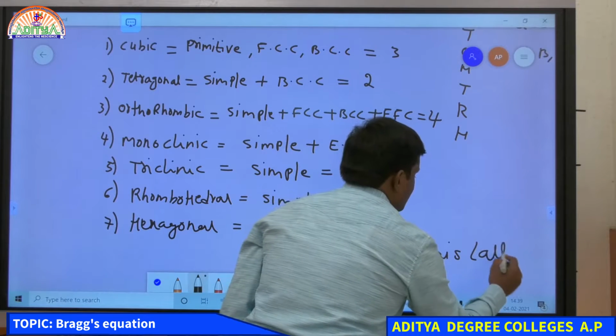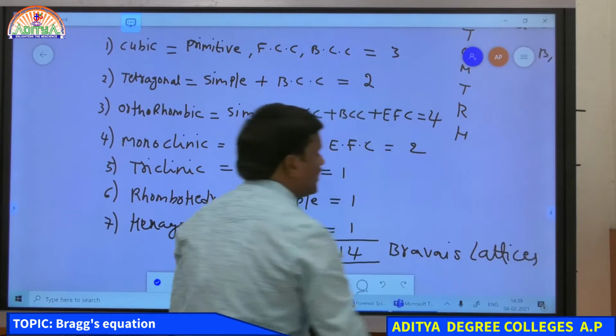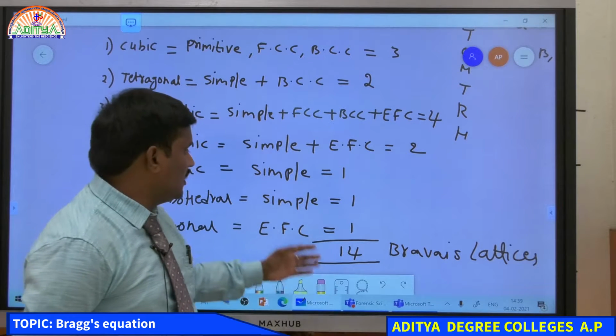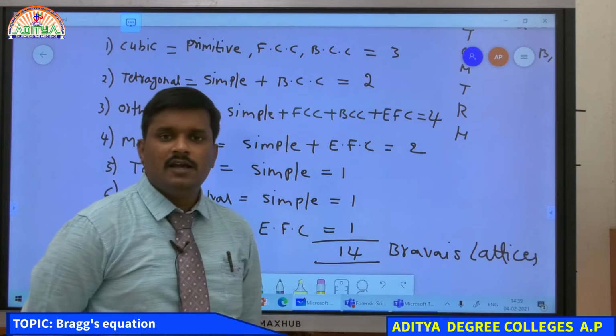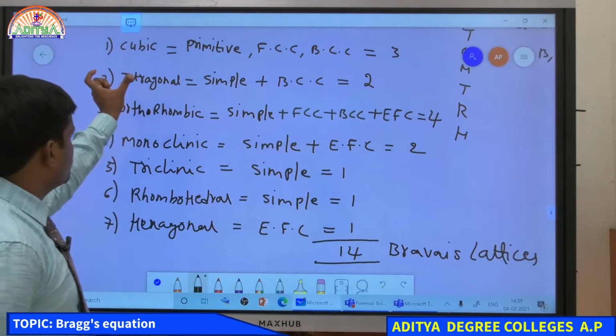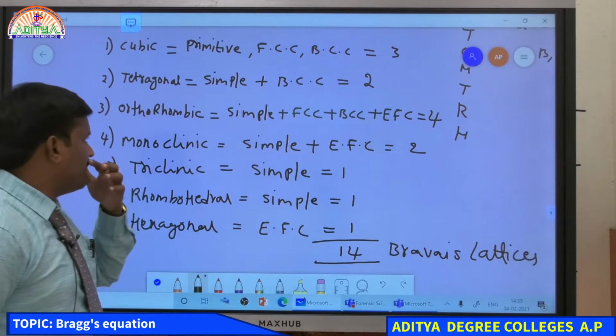So how many Bravais lattices are there? There are 14 Bravais lattices. So totally 14 crystals, basing on the type of unit cell present in the crystal. So first of all, for simple cubic unit cell or cubic crystal, there are 3 Bravais lattices.